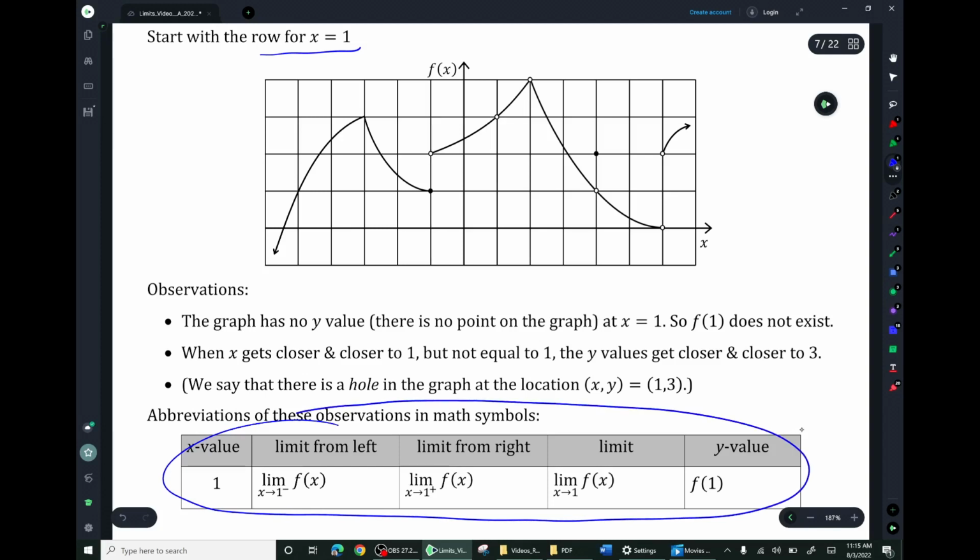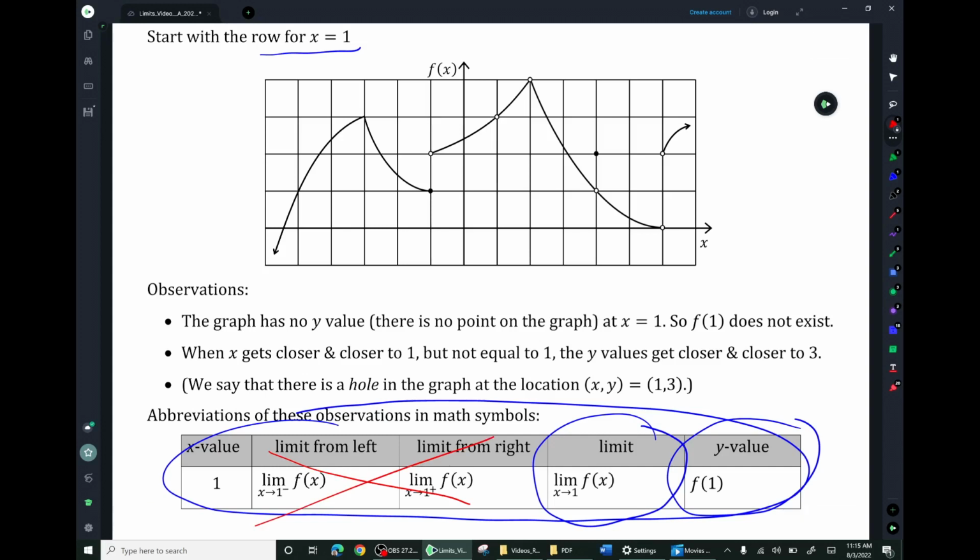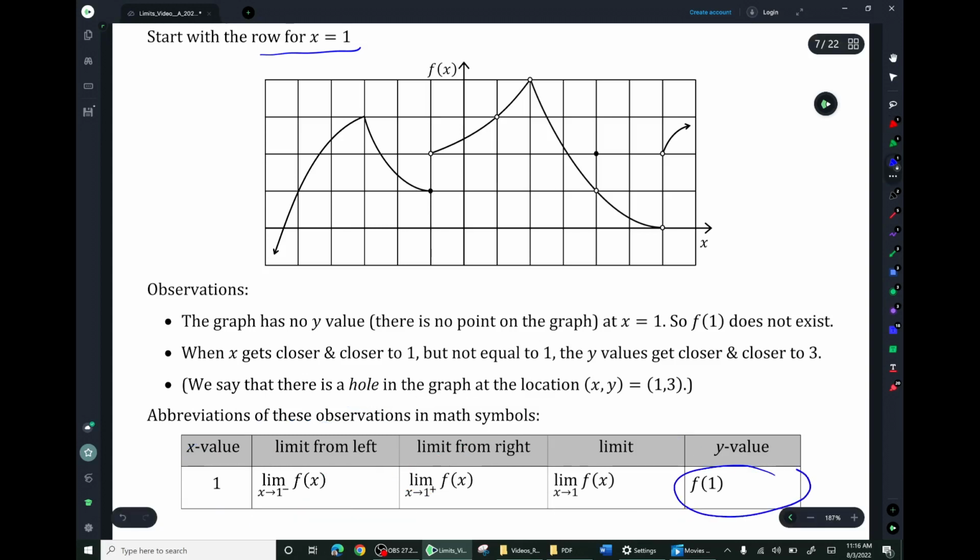Now we will concentrate on these two cells because those are cells that we know about. These two cells we don't really know about yet. We'll discuss those later in the video. To fill in this cell, we realize that we need to find a y value.